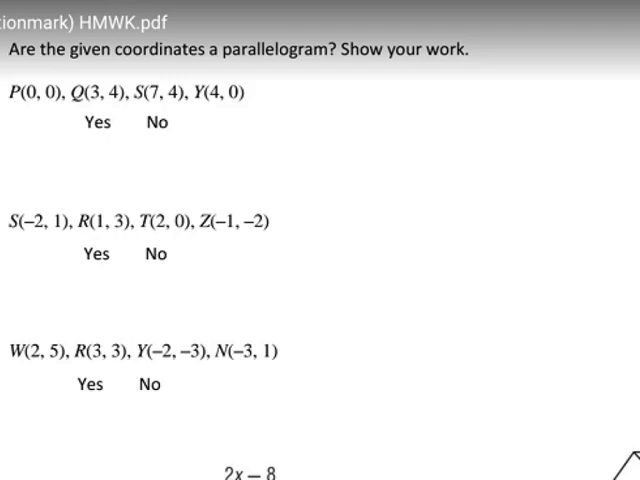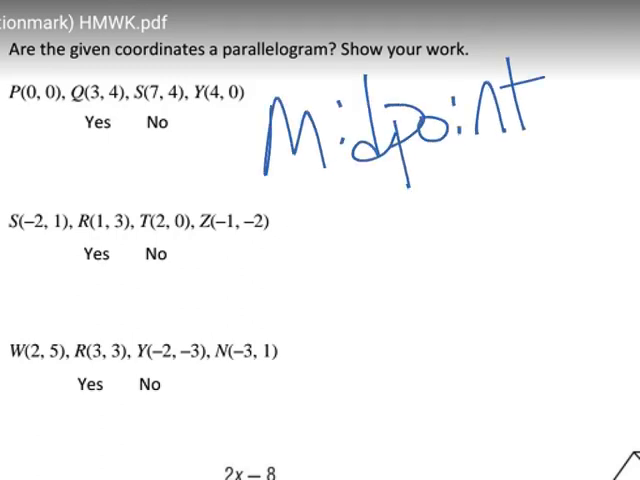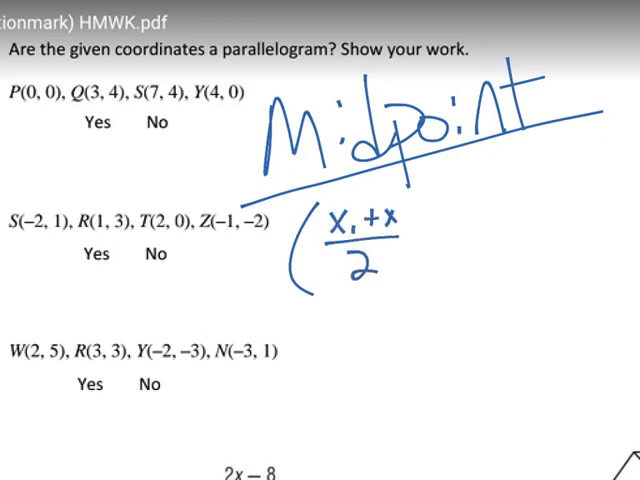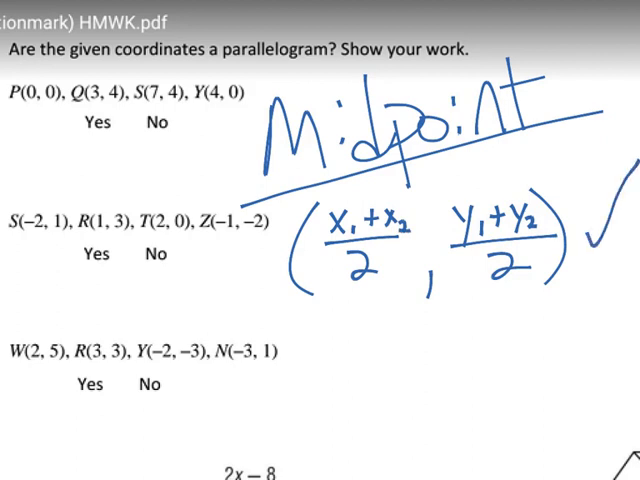Now, the coordinate ones are very weird because they deal with this thing called midpoint. Midpoint is all about the middle. So the formula that we need to know for this is going to be x plus x divided by 2, y plus y divided by 2. If this matches with the other one, then it is a parallelogram. So let's do an example problem.